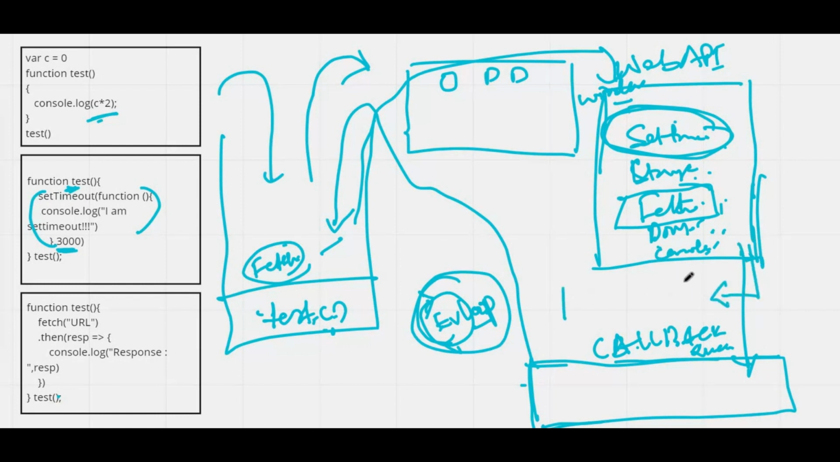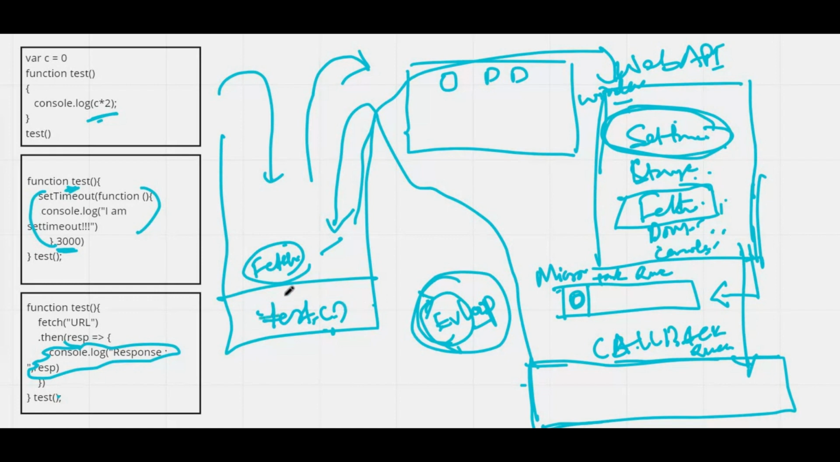It will be pushed inside another queue called the Microtask queue. The fetch one will be pushed inside the Microtask queue. What will be put inside? The then part. This callback will be put inside the Microtask queue. Then the event loop will, as usual, see the Microtask queue and check the call stack also.